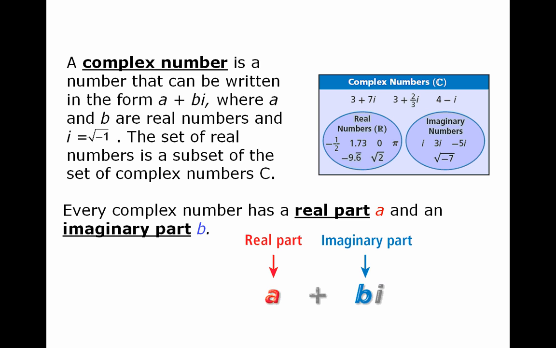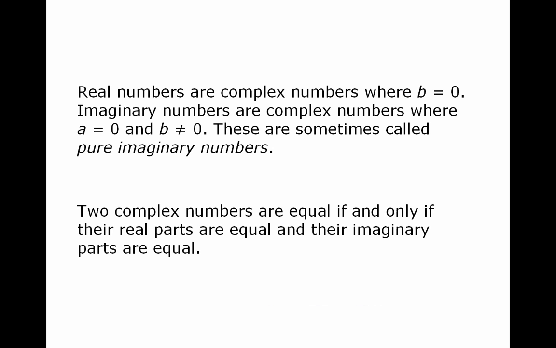Every complex number has a real part a and an imaginary part b. So complex numbers have the real and imaginary. Real numbers are complex numbers where b equals 0, and imaginary numbers are complex numbers where a equals 0 and b does not equal 0. That will make more sense in just a second. But these are sometimes called pure imaginary numbers.